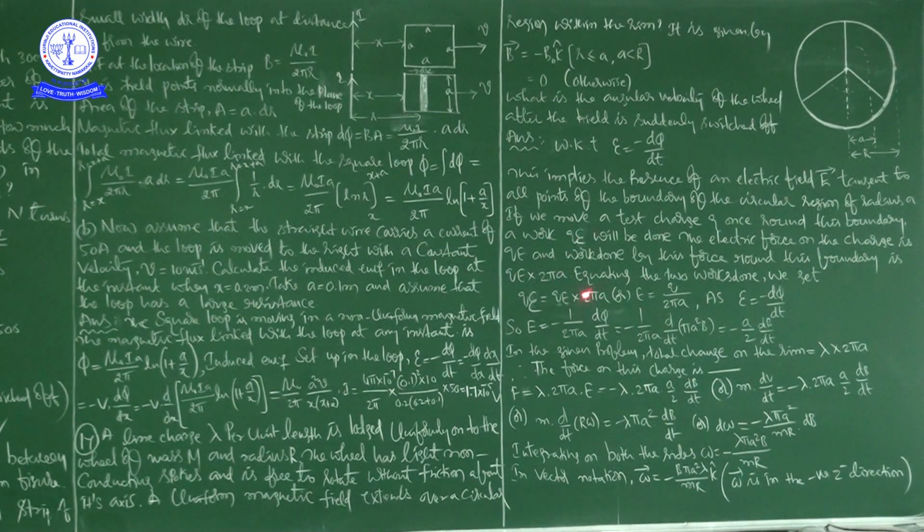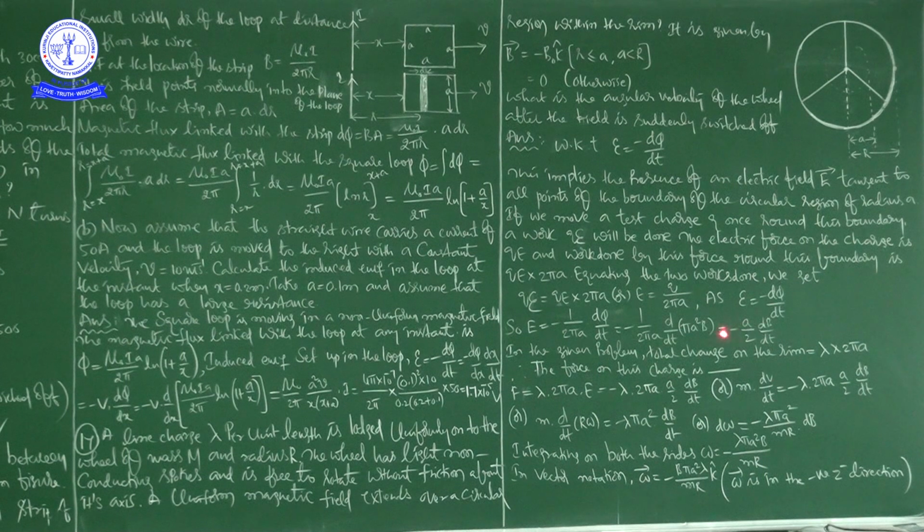Then finally Q will get cancelled. E is equal to Q by 2 pi A. As epsilon is equal to minus d phi by dt, E is equal to minus 1 by 2 pi A into d phi by dt. Right? So E is equal to minus 1 by 2 pi A into d phi by dt.